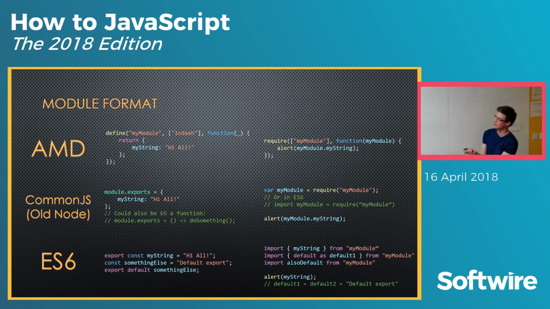Then there are two module formats used on the server. There's CommonJS, which is like the old Node format, and there's the ES6 module definition. Essentially, the main difference is that with CommonJS you can have your module exports be anything. So it could be a function. It doesn't necessarily need to be a set of key value pairs of things you export. Whereas with the ES6 module format, you export individual bits, and essentially you have a key value set of exports.